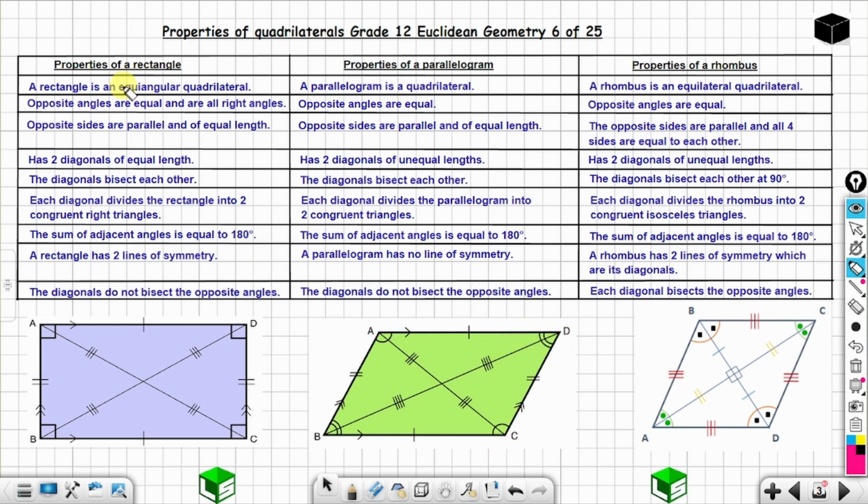Let's carry on. A rectangle has got two lines of symmetry. Let me show you.